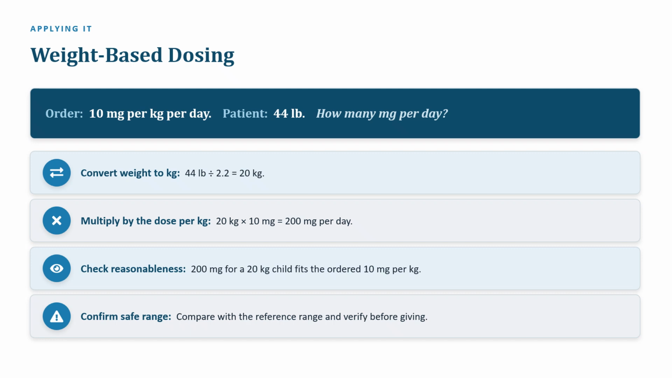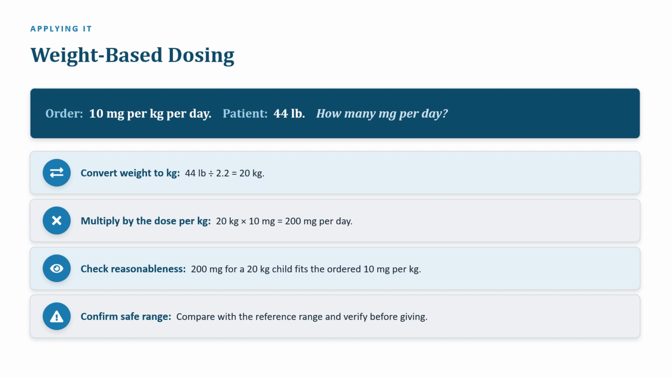Step 2. Multiply by the dose per kilogram. 20 kilograms times 10 milligrams per kilogram equals 200 milligrams per day. That multiplication is the heart of weight-based dosing. Step 3. Check reasonableness. 200 milligrams for a 20 kilogram child is consistent with the ordered 10 milligrams per kilogram, so the math holds together.